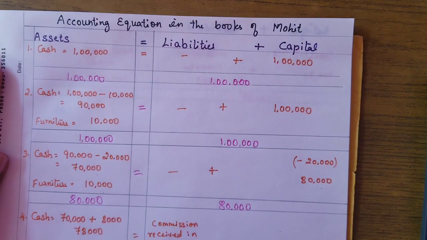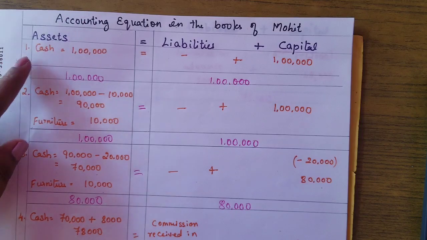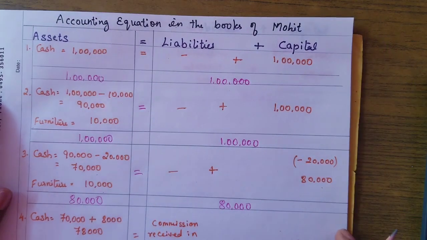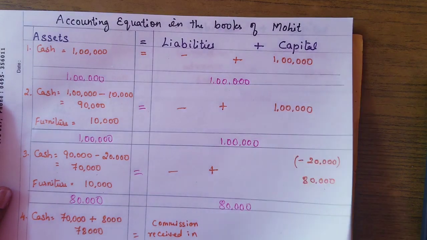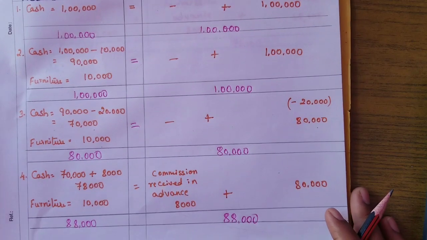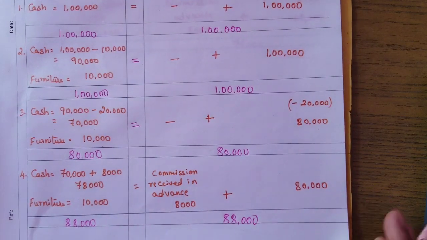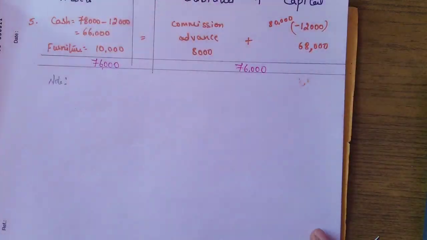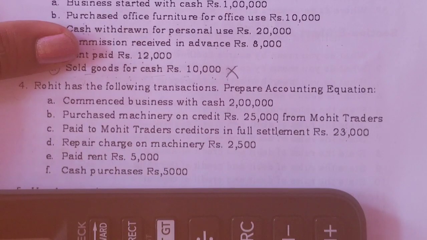You should be thorough with each and every transaction, whether it is affecting any assets, or how it is affecting the capital or a liability, that you need to learn. You can also copy down your notes from this itself, if you want. Moving on to the next problem in accounting equation.